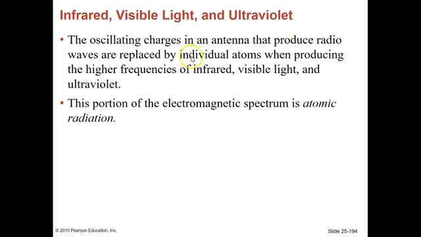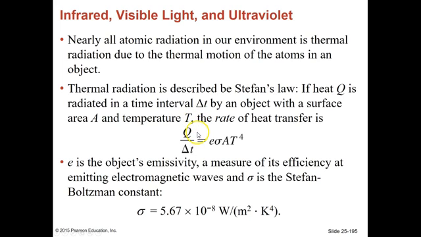So the oscillating charges in an antenna that produce radio waves can also be replaced by individual atoms. So now instead of using an antenna for microwave and radio waves, we are using an individual atom. We make an atom shake up and down, and when we do that, we produce infrared, visible light, and ultraviolet light. This portion is what we call atomic radiation. It's because of those charges bouncing up and down and making the different types of radiation.